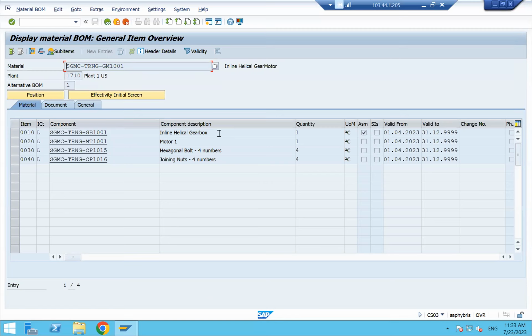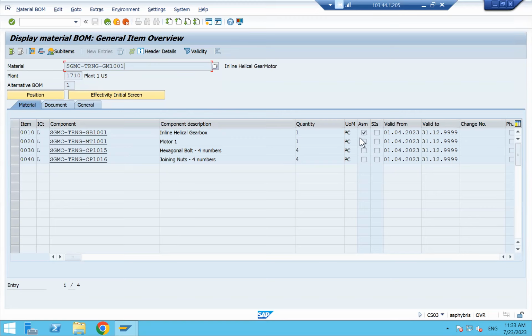This is having the gearbox, this is having the motor, and there are two components. This is clear, no? Here this is level 0. The gear motor is level 0, but these 4 items are level 1. Is it clear? Yes, sir.